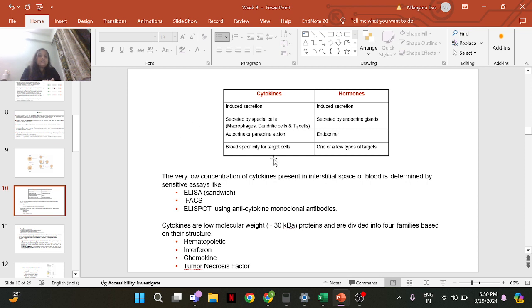Then cytokine has a broad specificity for target cells. It can affect many types of cells, while a hormone has only one or a few types of targets.